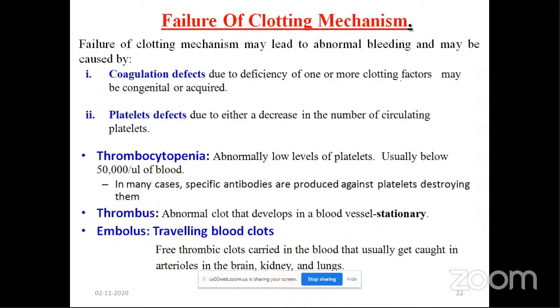Now, as I told you before, normally blood should never clot in intact blood vessels. It should flow smoothly through the veins, arteries, and capillaries. It is more dangerous for blood to clot in intact blood vessels, because then it leads to thromboembolic disorders. A thrombus is a stationary blood clot in an intact blood vessel, whereas an embolus forms when the pressure of the blood flow dislodges the thrombus.